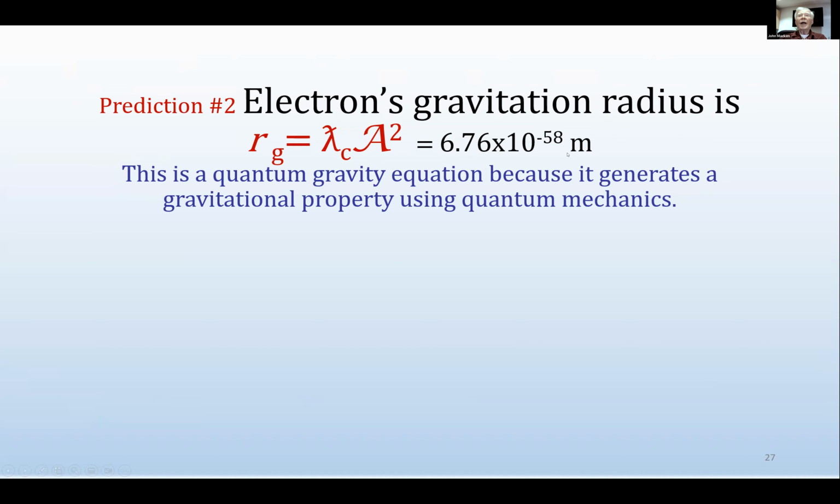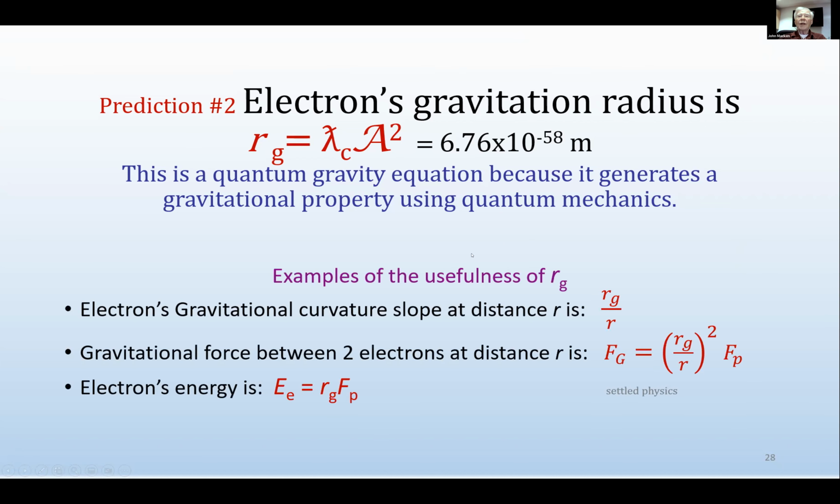This is actually half of the electron's Schwarzschild radius. So this is a quantum gravity equation because it generates the gravitational property using only quantum mechanics. This is entirely quantum mechanics on the right side, and really this is general relativity on the left side.